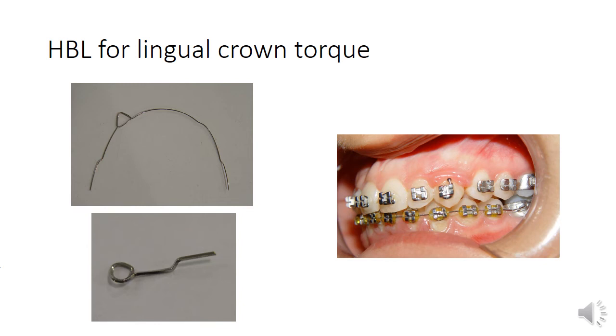In this example, we need to bond a bracket with vertical slot and make the main arch wire with horizontal box loop here, which is bent outwards, and also we need an activation stick made of 16 by 16 rectangular arch like this.